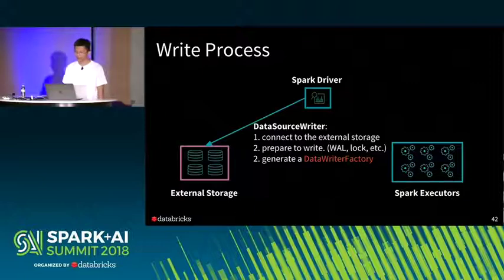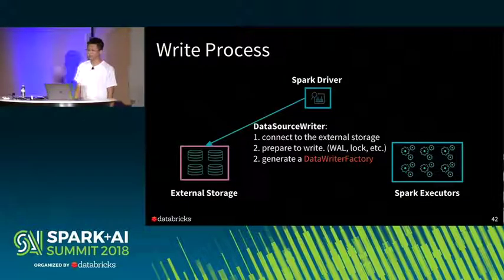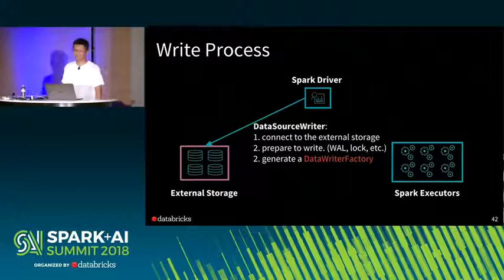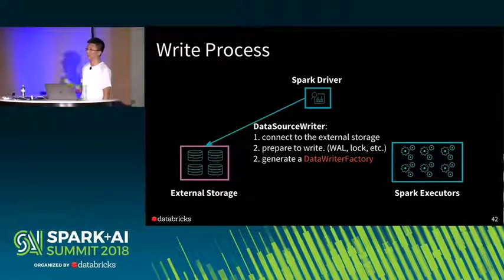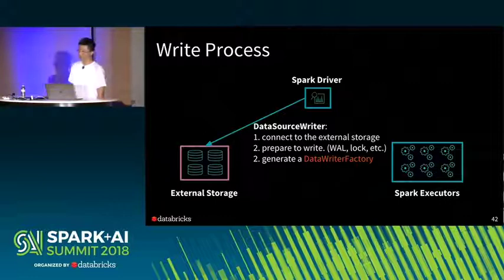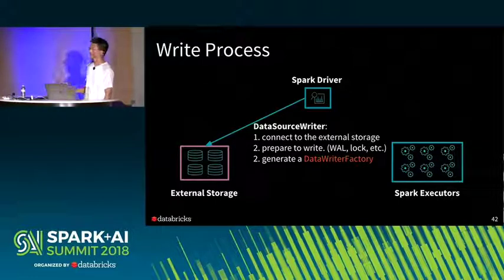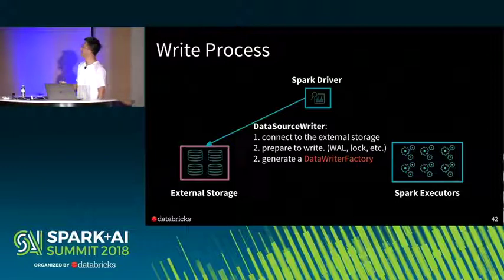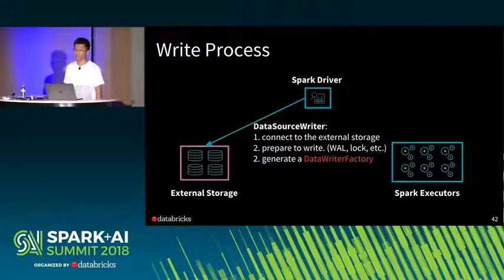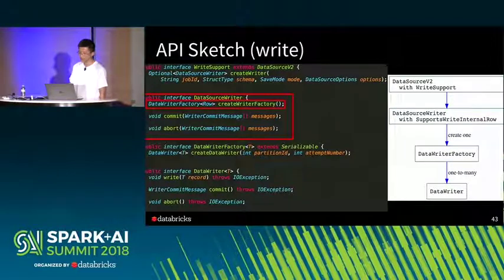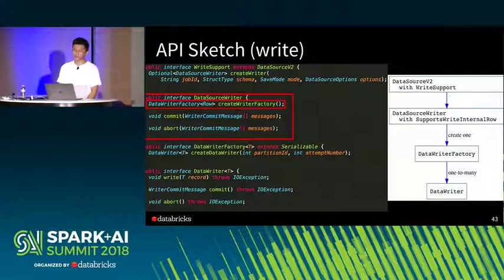Okay, let's move on. So once we have the data writer, it will probably connect to the external storage to do something to prepare your write. So for example, we want to avoid write job conflicts, and we want to have a transaction. So we may want to do something like write a log, or we can apply a lock in the system. So this is something we can prepare for the first phase. And then the data writer should generate data factories for the next phase. And this logic will be implemented by the DataWriter.createWriteFactory. And I will cover the commit and abort later.